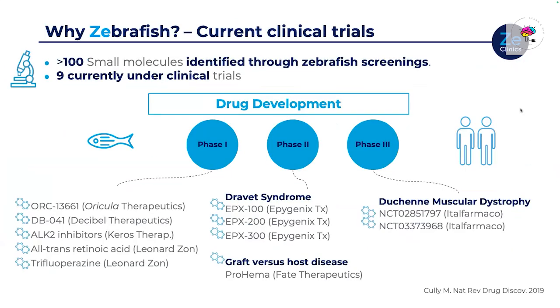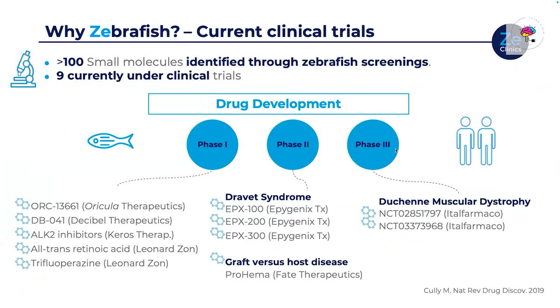We are not the only ones who think that, because we have to date more than 100 small molecules identified through Zebrafish screening, and 9 are currently in clinical trials. This number might be outdated because it is from a review from 2019, but in general, there are many compounds that have been screened in zebrafish larvae which are in different phases of clinical drug development.